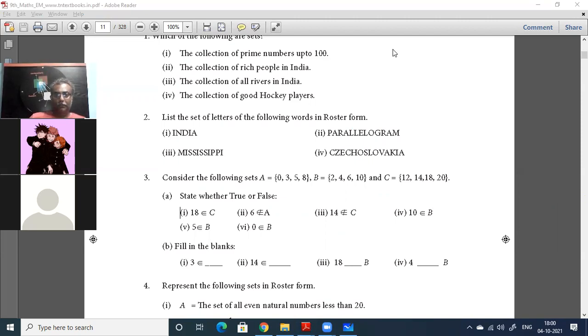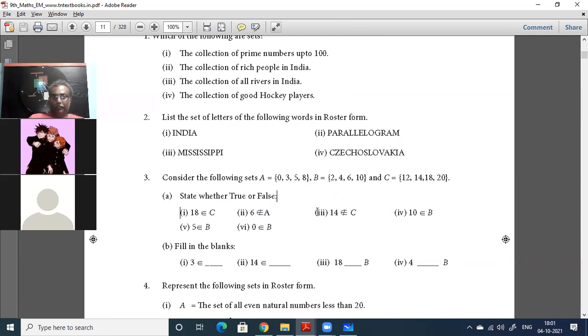Sandhya, second one. 6 does not belong to A. 6 belongs to B, uncle. This is true. I don't want all that. Whether true or false, you tell. True, uncle. True, huh? 6 belongs to A. Where is 6 in A? I am seeing 0, 3, 5, 8. It's not there. There's no 6. Okay. So 6 is not an element of A. 6 does not belong to A.